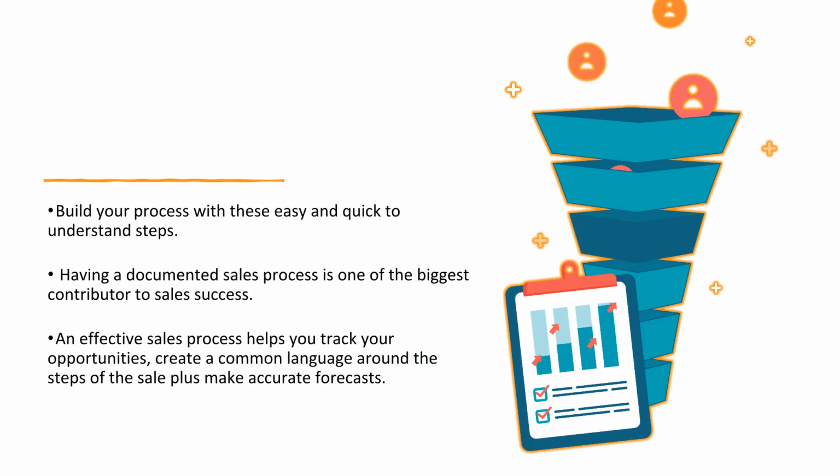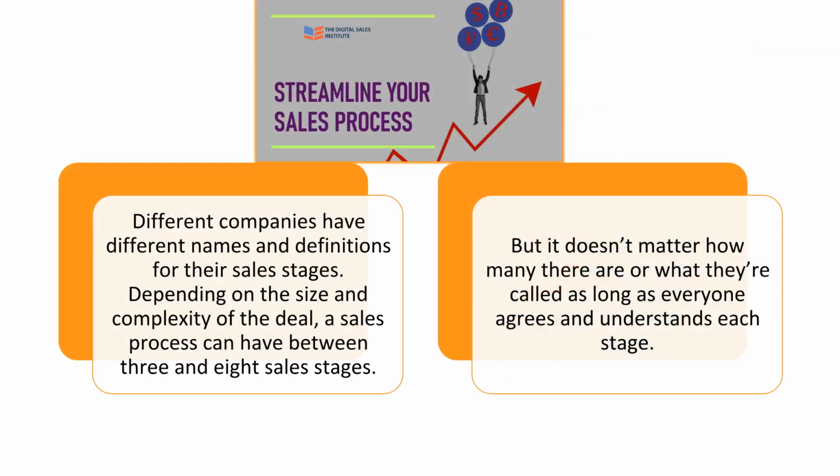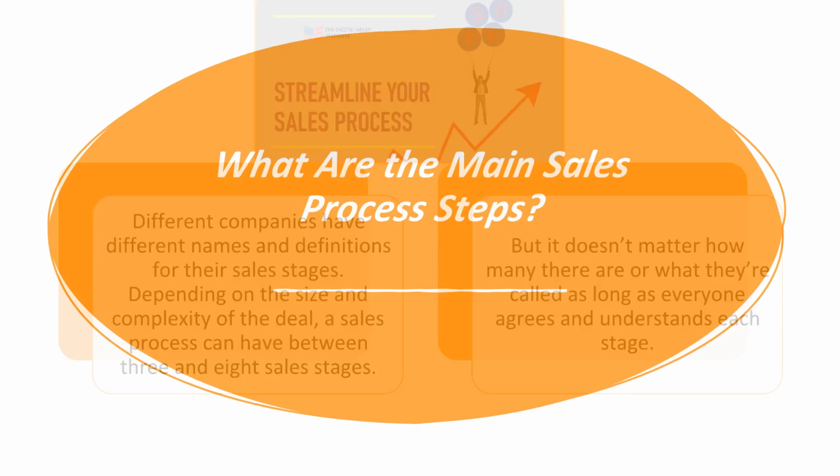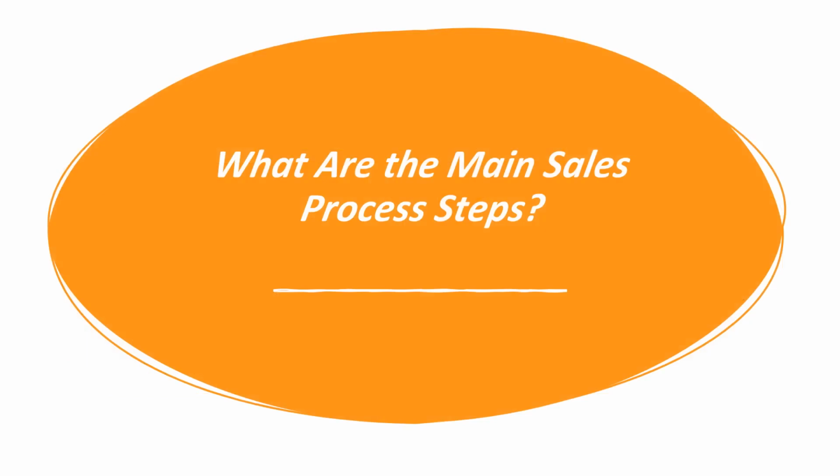An effective sales process helps you track your opportunities, create a common language around the steps of the sale, plus make accurate forecasts. Different companies have different names and definitions for their sales stages. Depending on the size and complexity of the deal, a sales process can have between 3 and 8 sales stages. But it doesn't matter how many there are or what they're called, as long as everyone agrees and understands each stage. What are the main sales process steps?